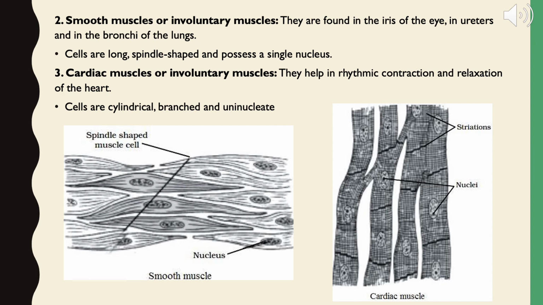And now coming to the next muscle, that is cardiac muscle, which is also involuntary. Whenever the word cardiac comes, it means the muscle which is related to the heart. They are cylindrical, branched and uninucleated. They are also unstriped muscles and involuntary in action, and the example is our heart.